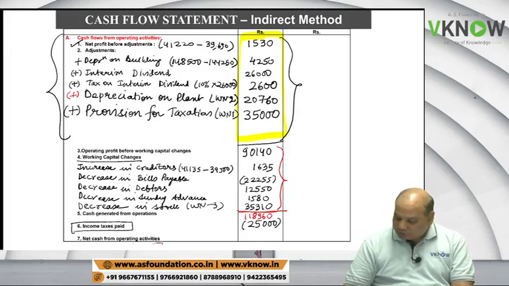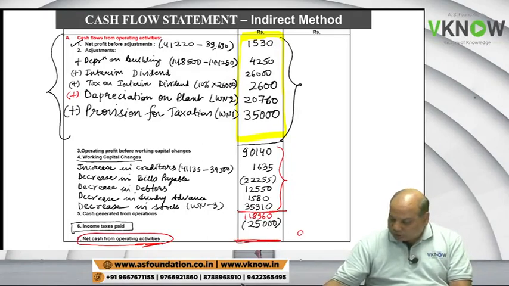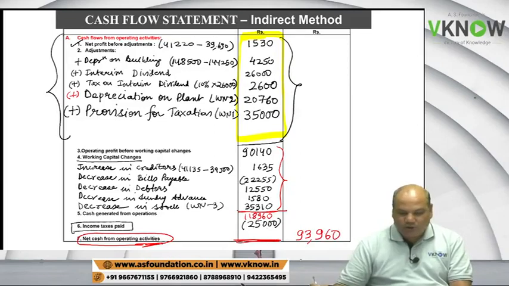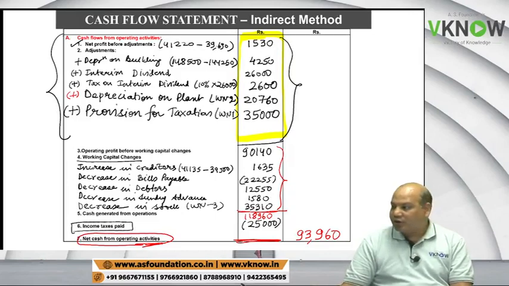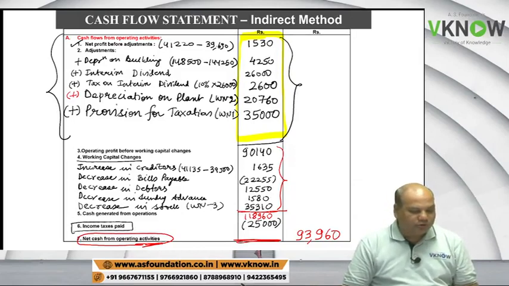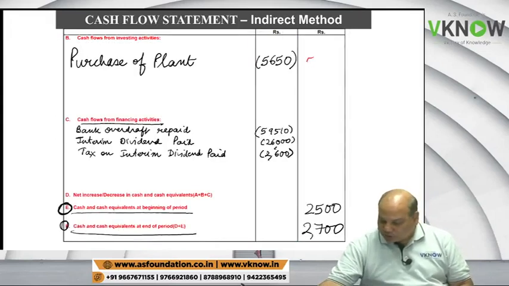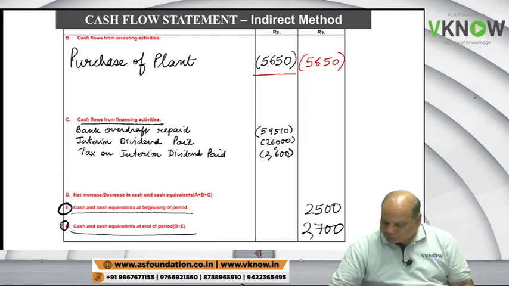So anybody, what is cash flow from operating activity? Deduct this figure, 93,960. Check the answer, 93,960. Correct. 93,960 is right. Purchase of plant, there is only one item. So transfer to outer column, 5,650.